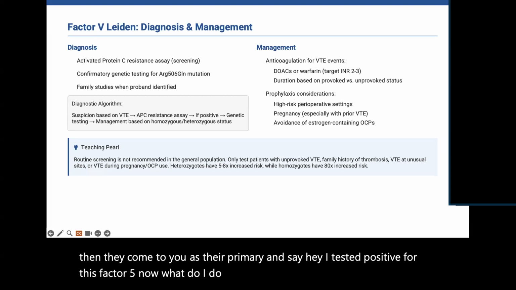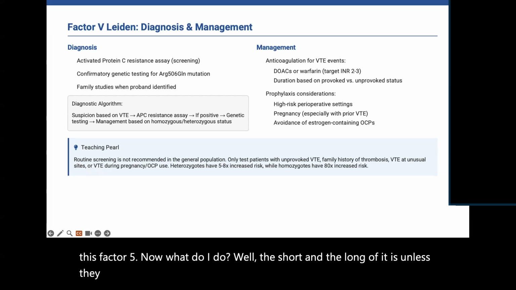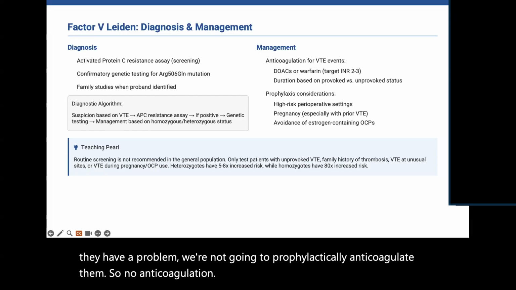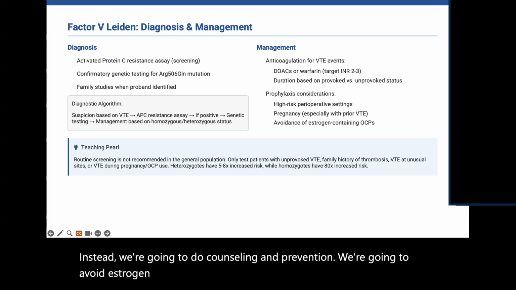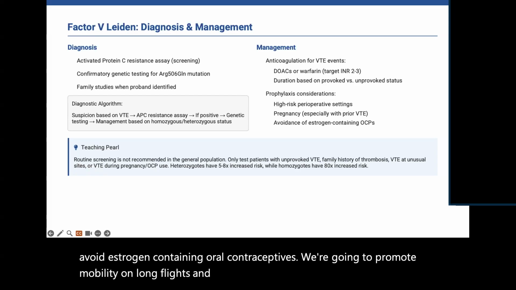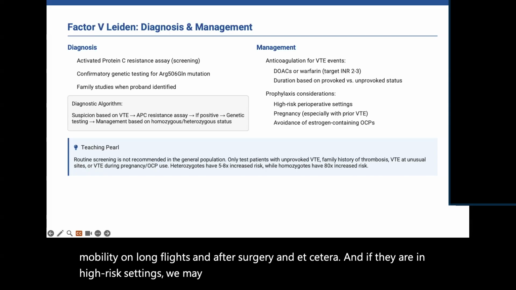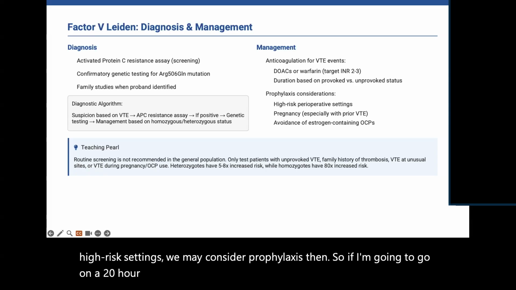Well, the short and the long of it is, unless they have a problem, we're not going to prophylactically anticoagulate them. So no anticoagulation. Instead, we're going to do counseling and prevention. We're going to avoid estrogen-containing oral contraceptives. We're going to promote mobility on long flights and after surgery, et cetera. And if they are in high-risk settings, we may consider prophylaxis then.